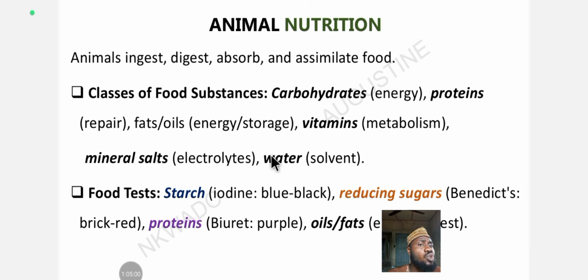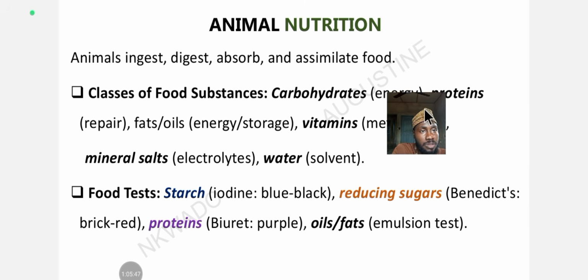You have mineral salts, which are electrolytes. What's the function of electrolytes? Electrolytes help in the transmission of impulses in the body, contraction of muscle, and the working of the heart. It is electrolytes that are responsible for your movement and all the neurological activity, the activities of neurons in your body. Then water is the final one. Water is a solvent. It provides the surface area for reaction. It provides a medium for biochemical processes.